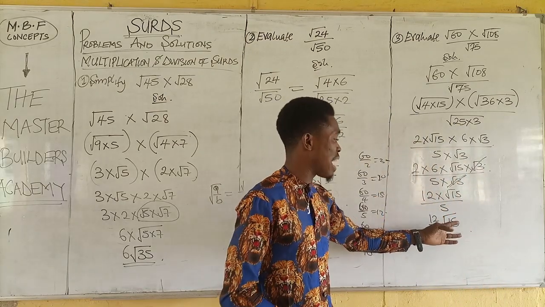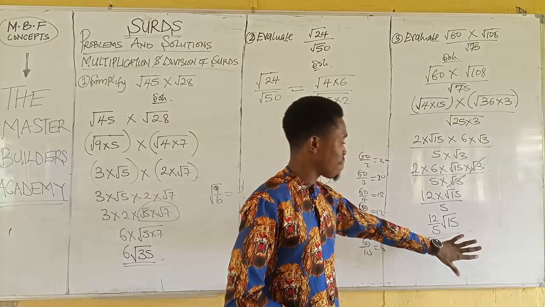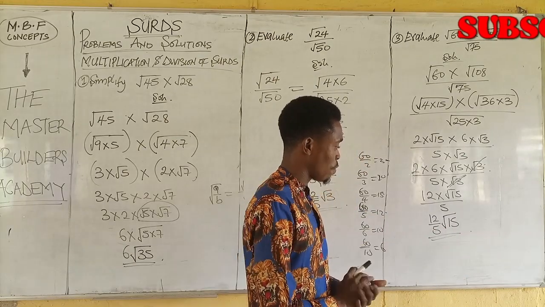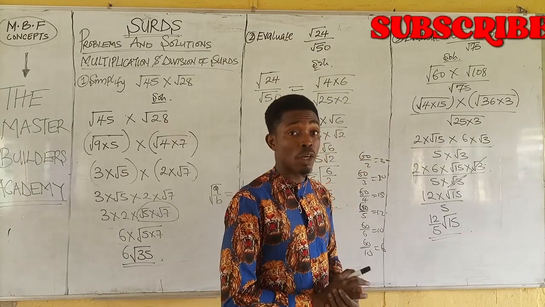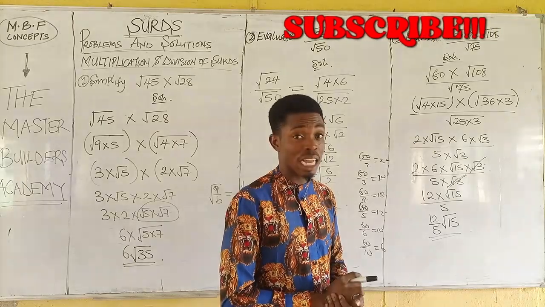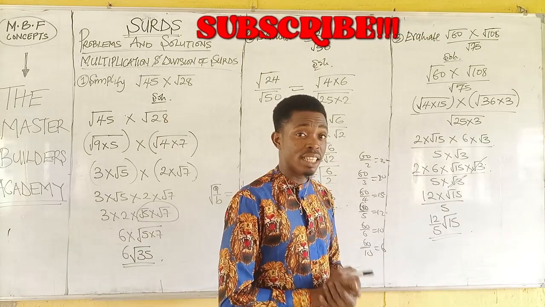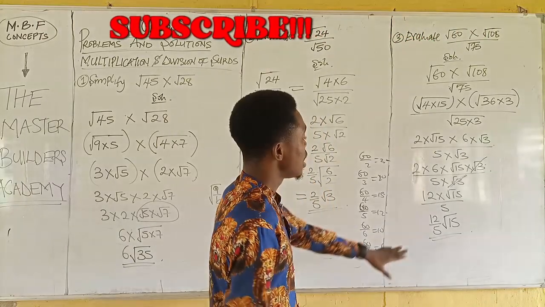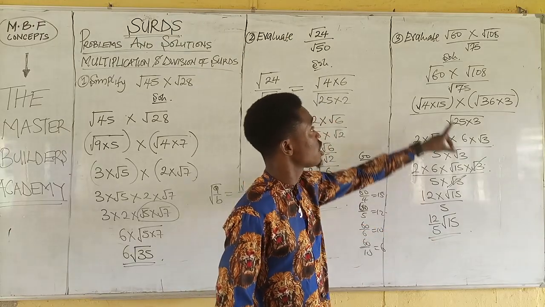Of course, we cannot simplify the root of 15. It's not a perfect square. So we cannot find the root of 15, because if we do, we are going to have a decimal number. And we do not need decimals when we are dealing with surds. So at this point, this is the answer to this particular question.